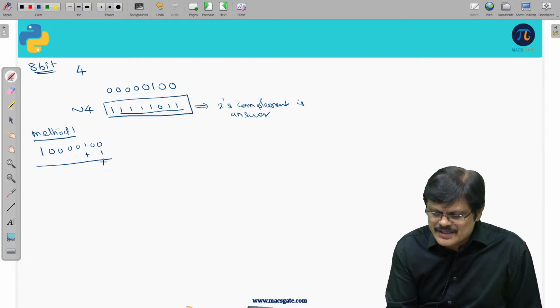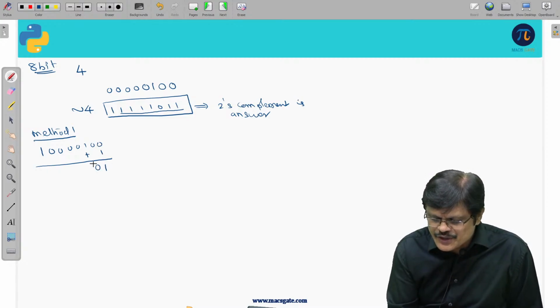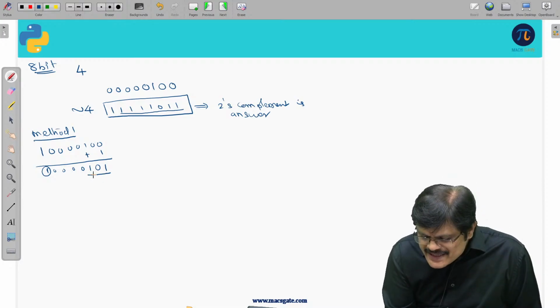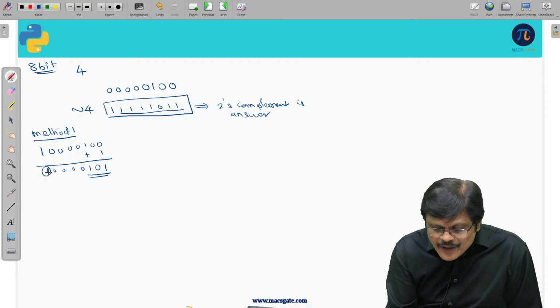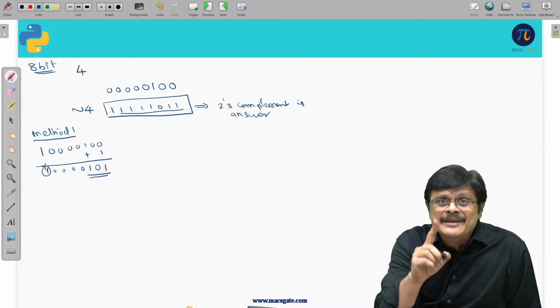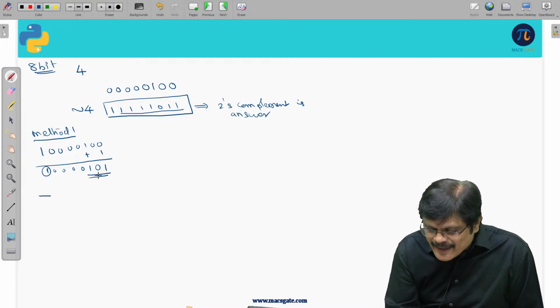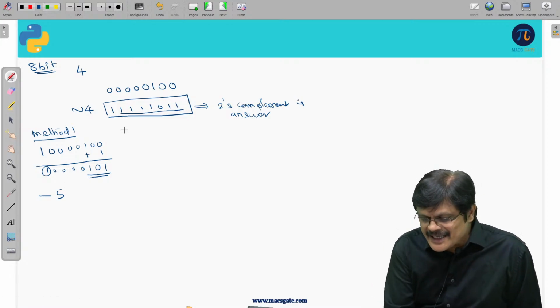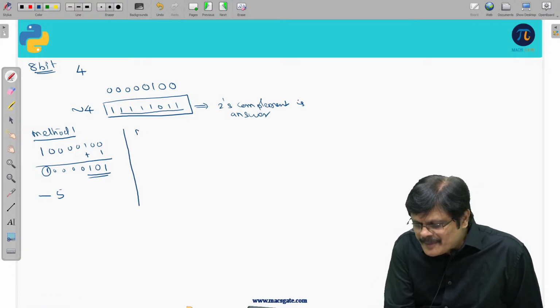So what happens? 0 plus 1 is 1, giving 1, 0, 1 and the rest 0, 0, 0, 0, 1. See, actually this 1 is the sign bit. So this is your answer. Because the sign bit is 1, it means it is a negative number. So the answer is minus, what is this number? 5. Minus 5 is the answer. That is method 1. Now let me tell you method 2.